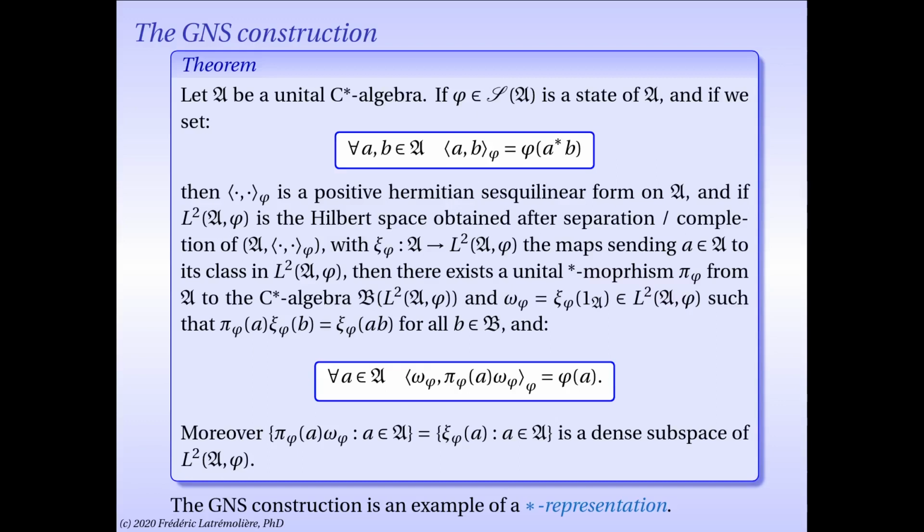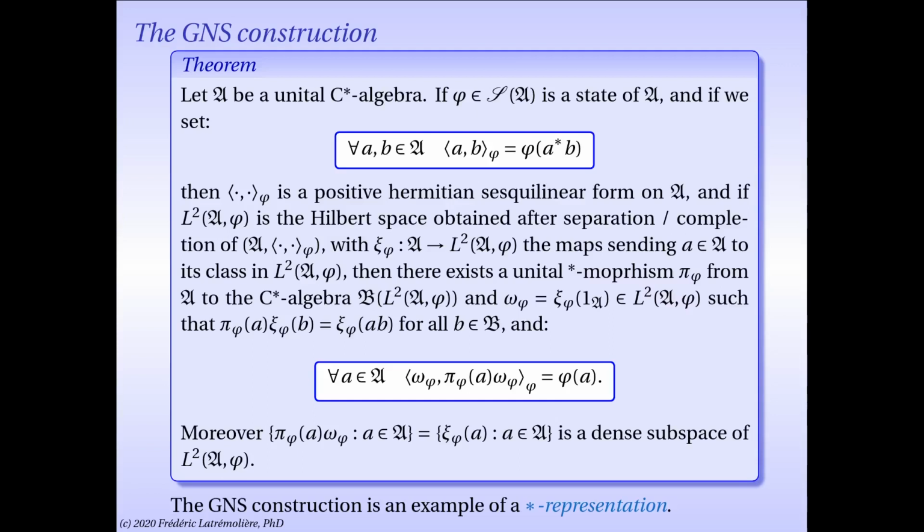We then can define an action of the C-star algebra A on that Hilbert space by setting pi of A applied to psi of B equal to psi of AB, for any A and B in the C-star algebra. And it's easily checked that we have thus defined a unital star morphism pi from the C-star algebra to the C-star algebra of bounded operators on L2 of phi. Moreover, there is a special vector omega in the Hilbert space L2 of phi, which is the image by psi of the unit of the C-star algebra, and has two properties.